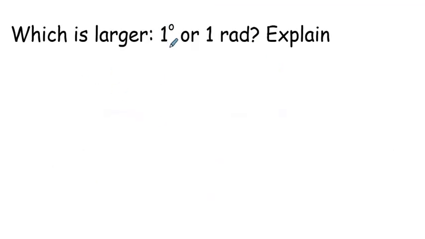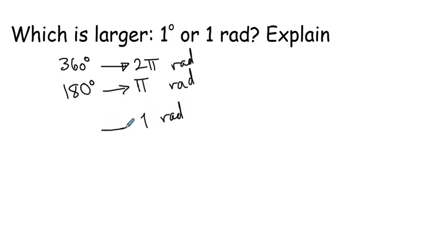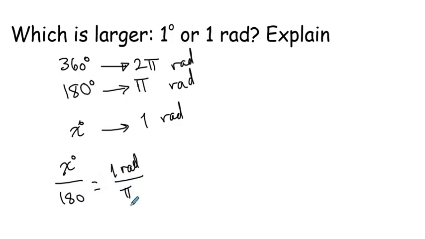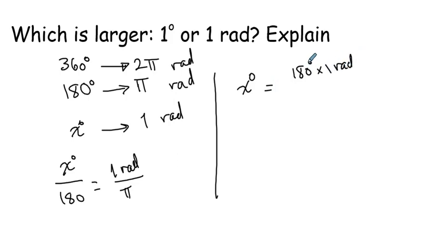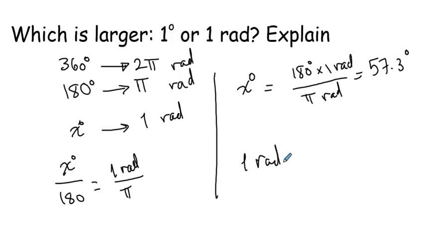Which is larger, 1 degree or 1 rad? And explain. We know that 360 degrees is 2 pi, 180 degrees is 1 pi. 1 rad equals how many degrees? So x in degrees divided by 180 equals 1 rad divided by pi. Cross multiplication, x equals 180 times 1 rad divided by pi rad. This will be 57.3 degrees. 1 rad equals 57.3 degrees. So 1 rad is larger than 1 degree.